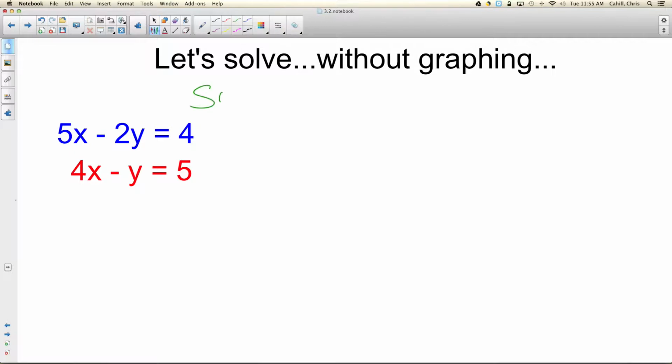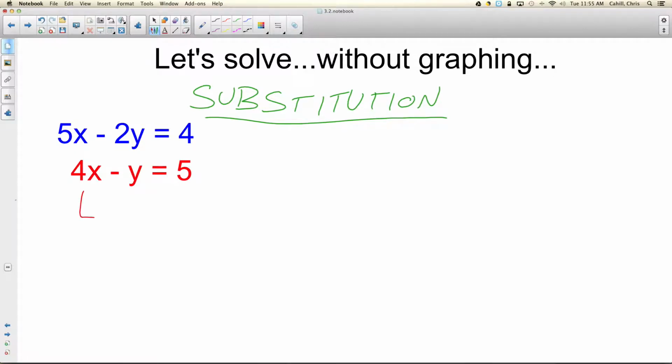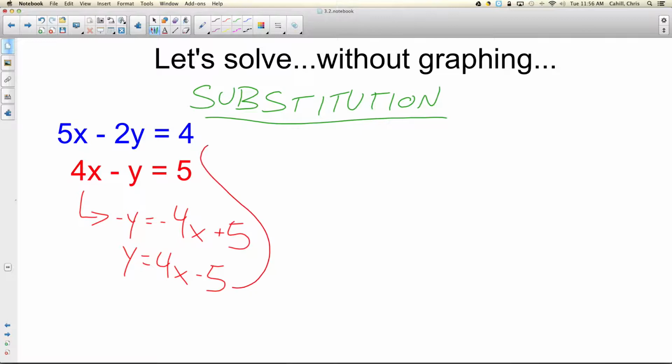Like, I would take the 4x multiplied is 5, and then I would subtract 4x to the other side, and then divide by -1 to get y by itself, and then plug y into the other equation to get x. Okay, so you would solve this right equation for y, so we get 4x minus 5. And then what would you do with it? Plug it into the other equation for y. So you would basically substitute y? Yes.